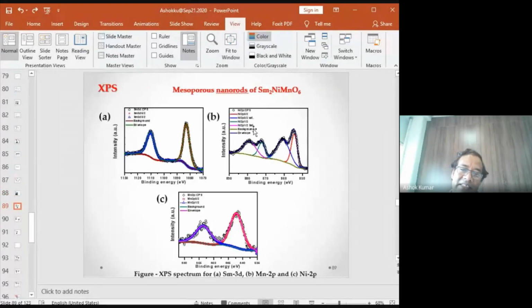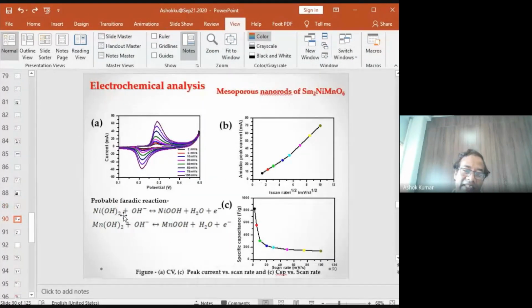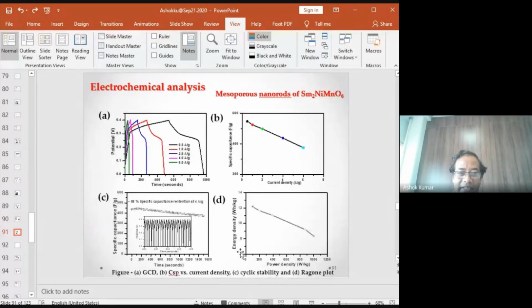And this XPS, again, you understood the reason: to know the oxidation states, like Mn and Ni here, Sm. So what is the oxidation state? Ni is +2 and +3, and Mn has variable oxidation states, so it can go +2, +3, +4. Then again, electrochemical analysis for this particular Sm2NiMnO6.